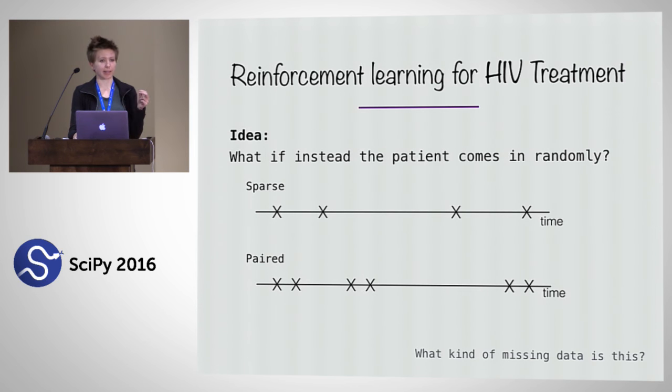So how did this work for us? It worked somewhat well. Once again, the blue line is the random policy. That's where we don't even look at the states. The red line is the paired data. And the purple line is the sparse data, where we just come in randomly at any given point. And the green line indicates what it looks like with the complete data set as a baseline, where we had no missing data.